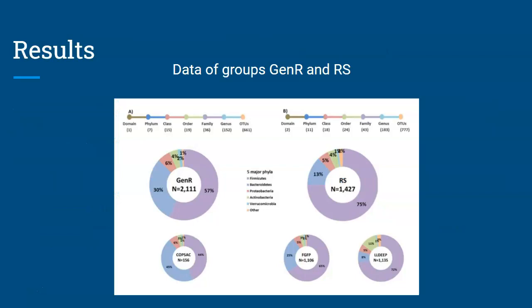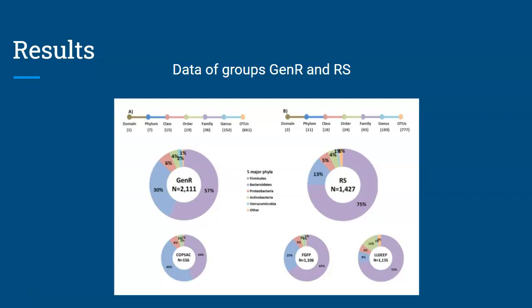These are the characteristics of the final data sets of the 2 cohorts: Gen R, which are the children, and RS, which are adults. The number of observed taxa at each taxonomy level. The top indicates the number of unique OTUs identified in each taxonomic clade. Top A is the RS cohort, and top B is the Gen R cohort. The bottom donut plots indicate the average relative abundances of the top major phyla in each cohort.